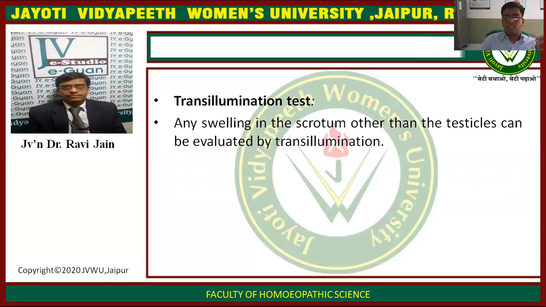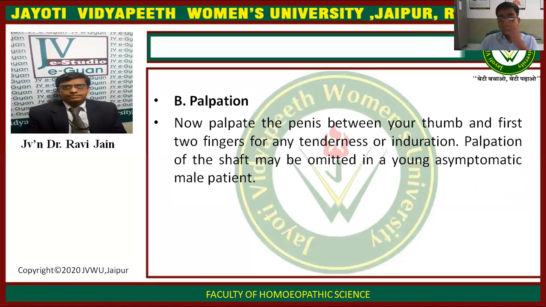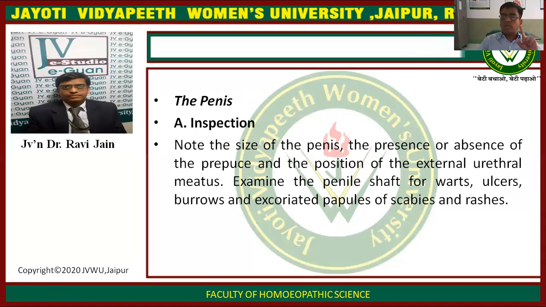I will again repeat these examinations. First of all, for the examination of male genitalia, you have to do inspection and palpation. First we look at the penis, doing inspection for the presence or absence of the prepuce, the position of the external urethral meatus, and the penile shaft for warts, ulcers, burrows, or any excoriations.